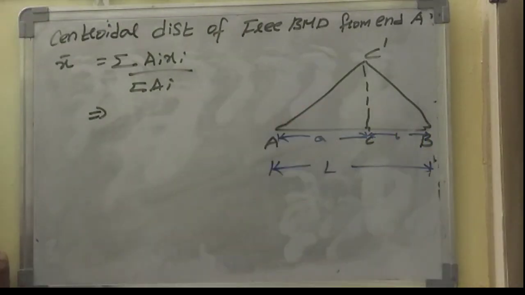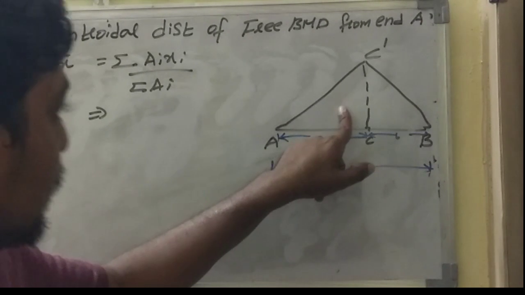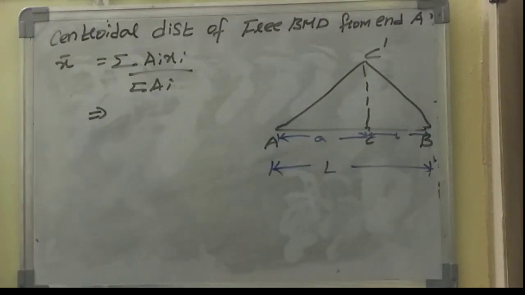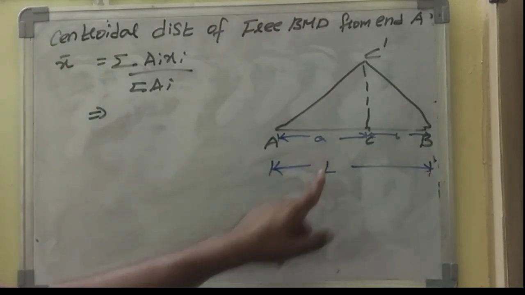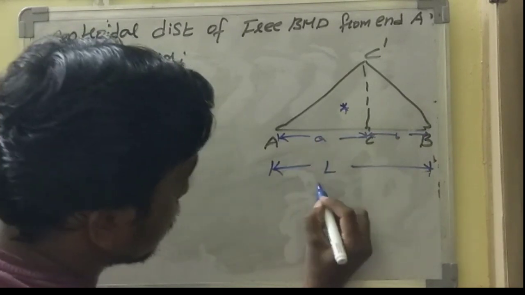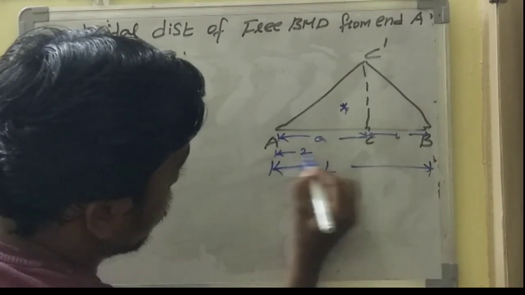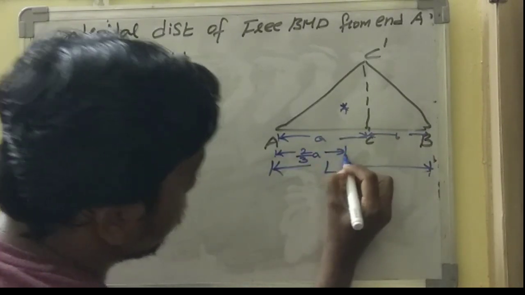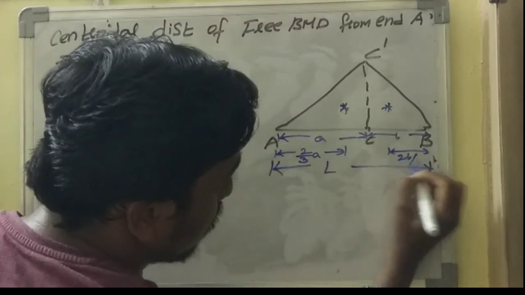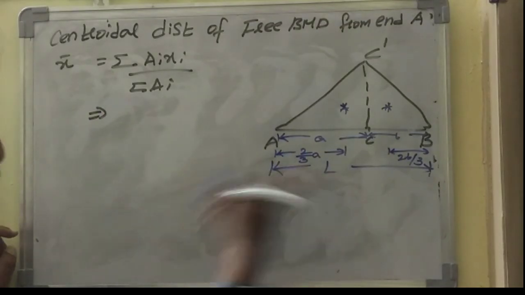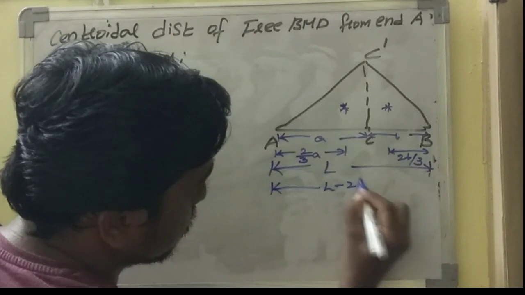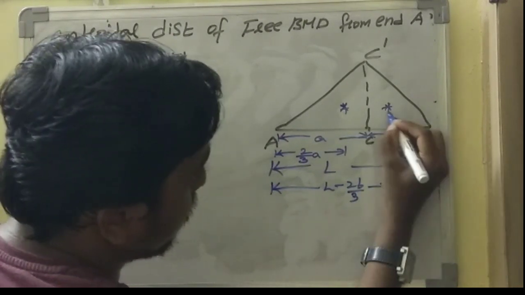Where the center of gravity, where your CG lies in this triangle, it will be at a distance of 2 by 3 from the vertex. So what about your vertex distance? 2 by 3 into A. Similarly in this triangle also it will be a distance of 2b by 3. So we want both from the end A. So I am taking L minus 2b by 3. This one also I am taking from the end A.